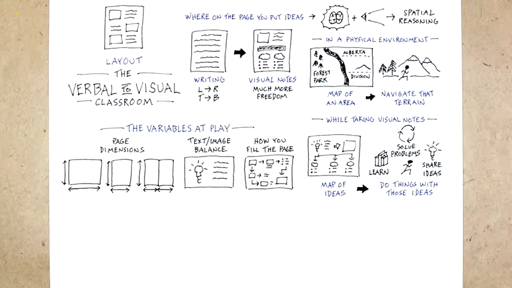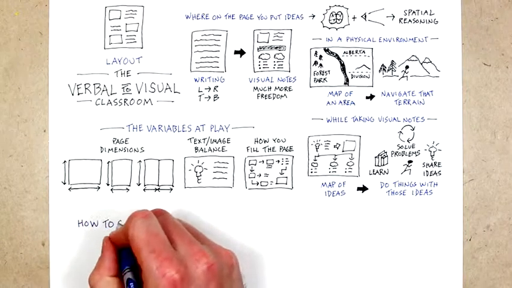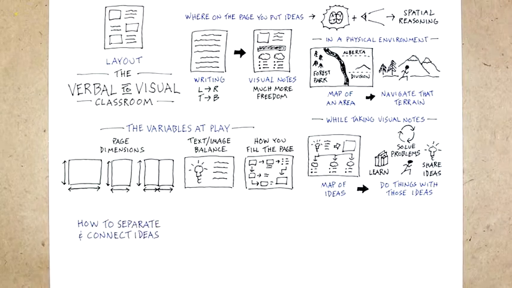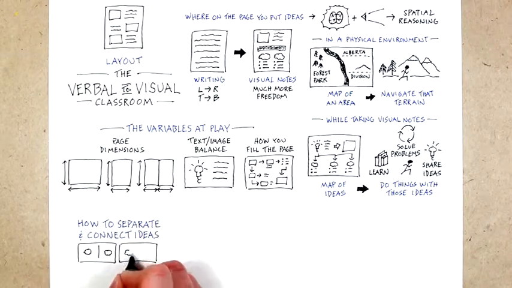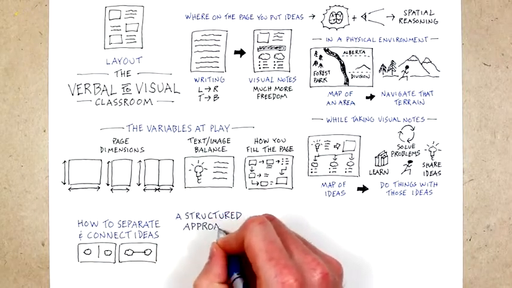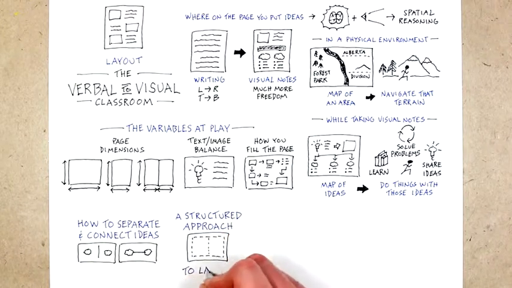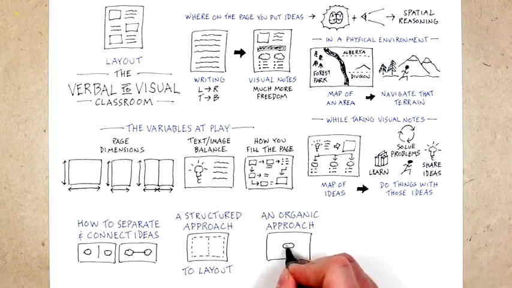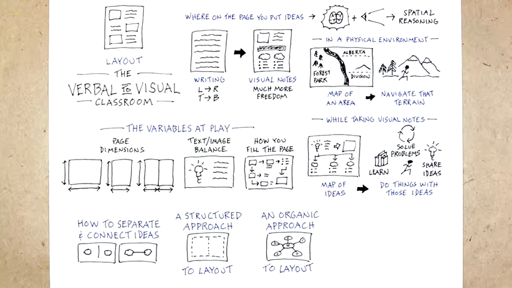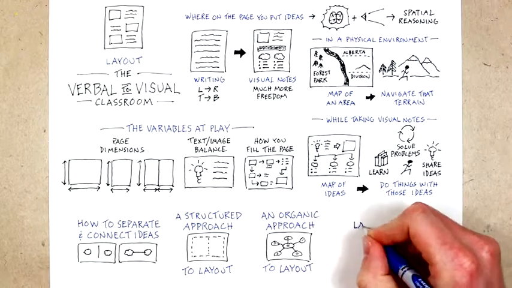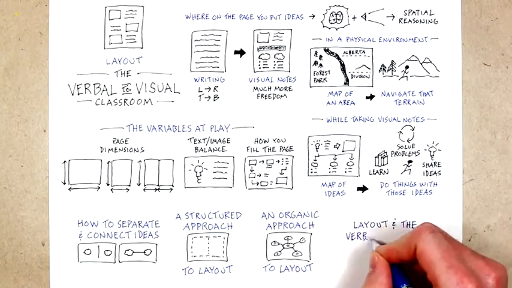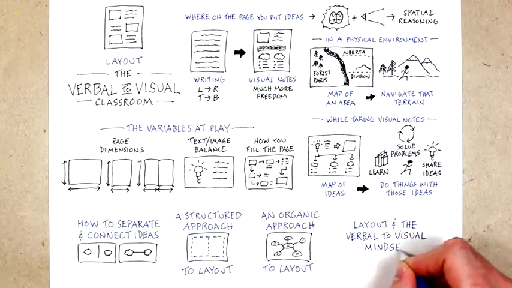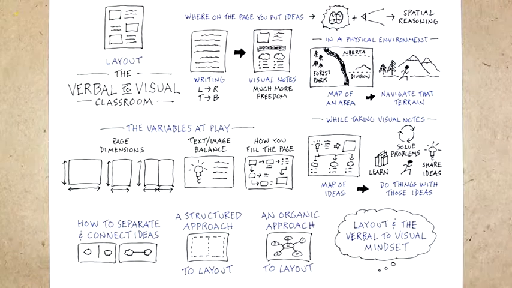First, you will learn about a number of techniques for using layout to connect and separate ideas on the page. Then we'll look at two different approaches to layout. First, a constraint-heavy, structured approach, and then a constraint-light, organic approach. We will then wrap up this module by revisiting the core ideas of the verbal to visual mindset and discussing how those ideas relate to the topic of layout, so that you can begin to develop your own approach to layout that works best for you.